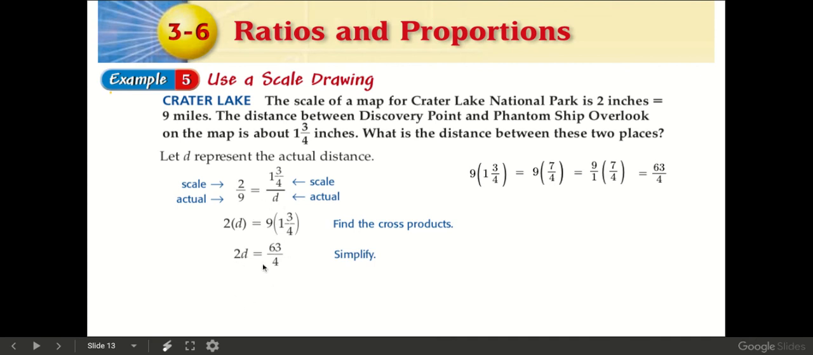So now I have 2d equals 63 over 4. So now I would divide both sides by 2. And again, how do you divide by 2 here? Easiest way to do it is just multiply by half. Dividing by 2 and multiplying by half mean the same thing. So again, I'm multiplying two fractions, multiply straight across, and I get 63 over 8. I guess I made a typo there, so ignore that part.